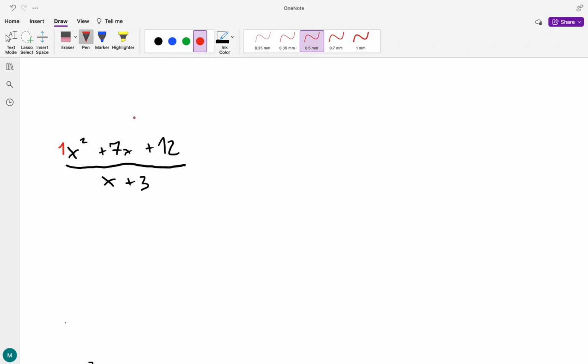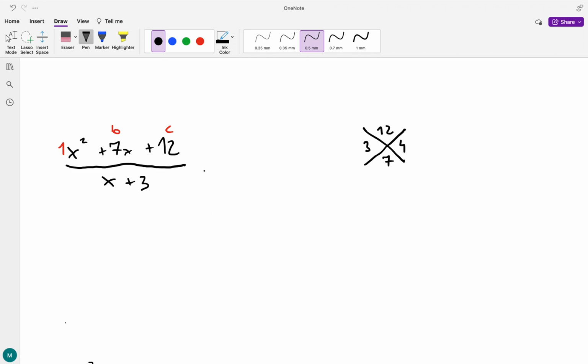So A is 1, B is 7, and C is 12. We are going to do our cross, put A times C on the top, which is 12, and 7 on the bottom. So we are looking for two numbers that will be factors of 12 and multiply to 12 and also add to 7. And I think that's 3 and 4. Once again, if you're not able to find these factors right away, just list all of the factors of 12 on a side, and sooner or later you will arrive at a correct answer.